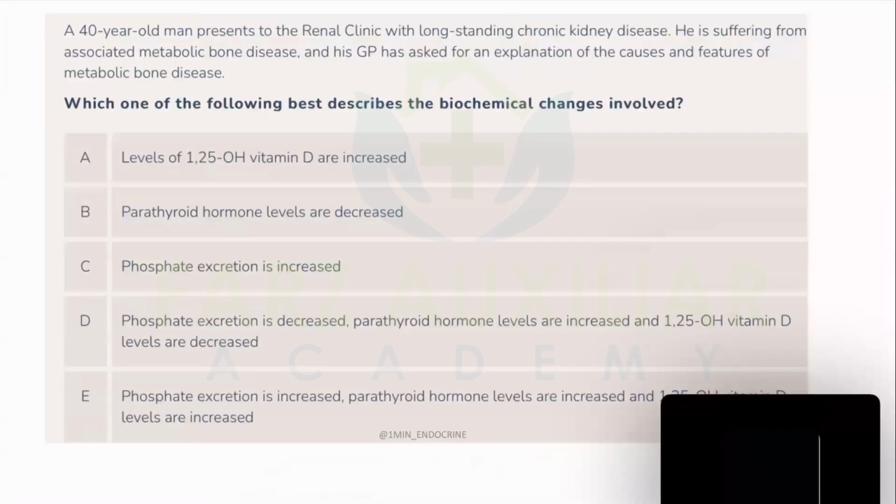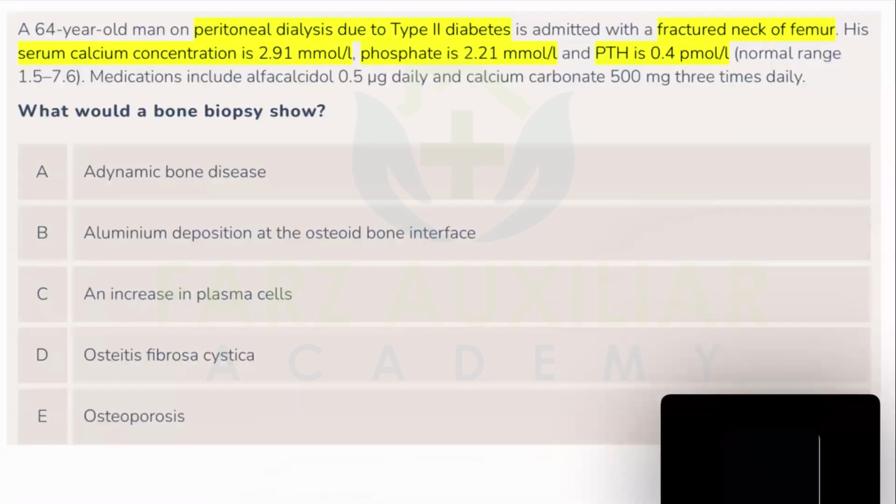So what is adynamic bone disease? Adynamic bone disease is a condition where the bone tissue does not renew itself as it should. Because bone is a dynamic thing. There is calcium deposition, there is loss of calcium. Net result is the calcium which is present in the bone is maintained. In adynamic bone disease, what happens is the serum calcium concentration, as you can see, is high.